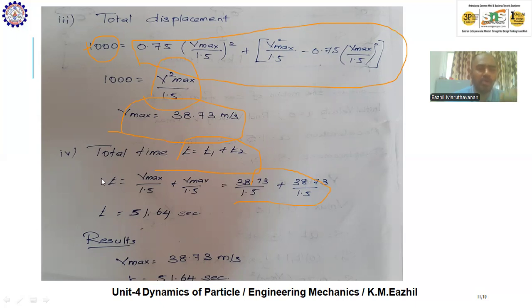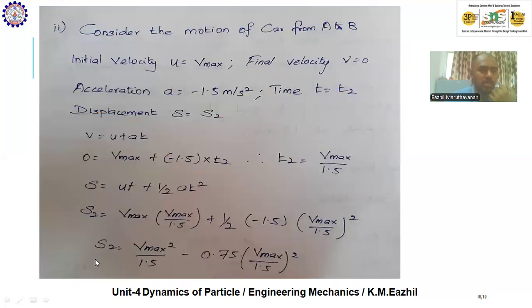If we want to calculate the S1 value, we can substitute the values we have identified in any one of the above equations. Just check this equation. Using any one of these equations, we can find the value of S2. Substituting the V max value, we get the S2 value as 500 meter. Similarly, the S1 value will be 500 meter. Since S1 plus S2 is equal to 1000, both S1 and S2 are 500 meter.